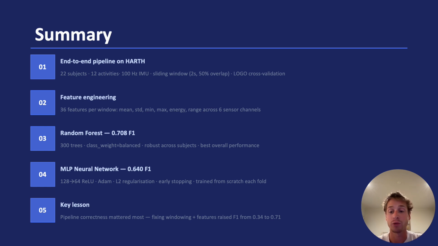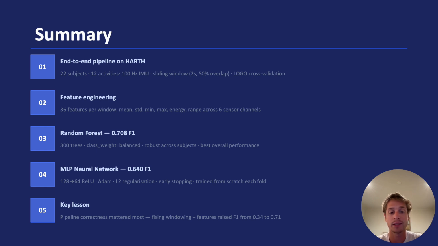We trained a random forest model that achieved a 0.708 F1 score. Not the best, but looking at the class imbalance, it makes sense, and it was strong at some of the more telling classes such as walking and running. Also an MLP neural network, which was at a 0.640 F1 score.